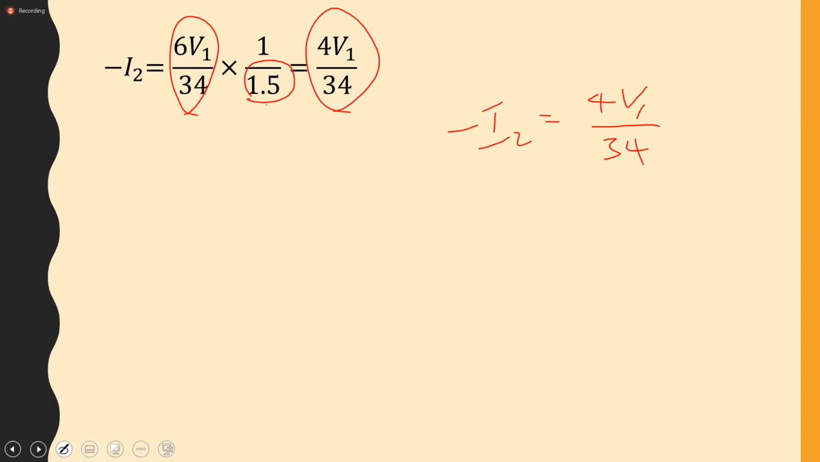But what are we interested in? We're interested in V1 over minus I2. So if we cross multiply here, we get 34 over 4, which is equal to 17 over 2. All right. So that's B. So, sir, where's the negative sign gone? Pardon? Where's the negative sign? It's right here.